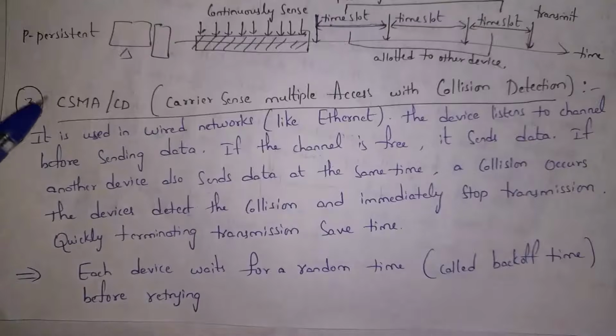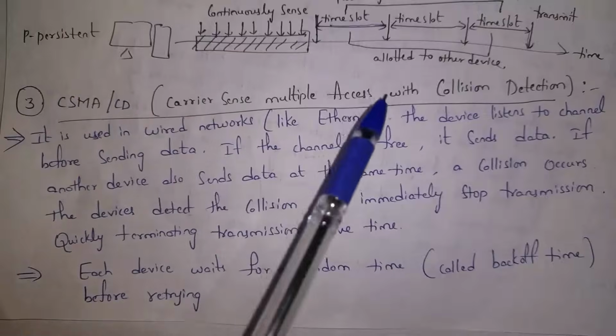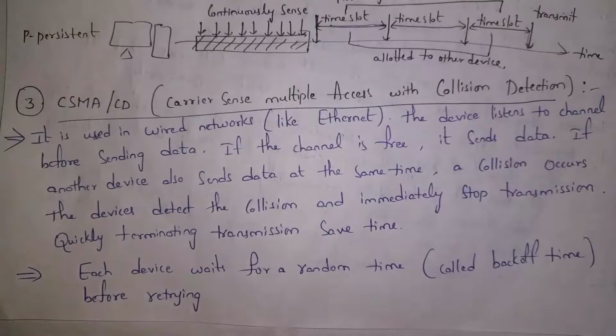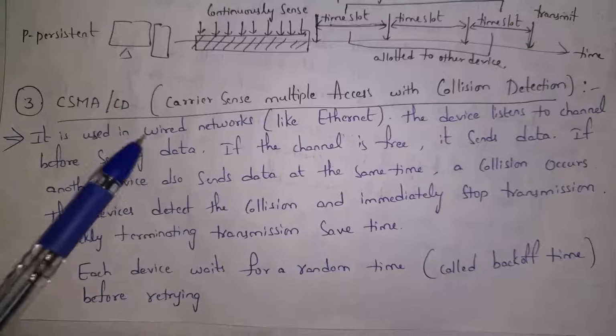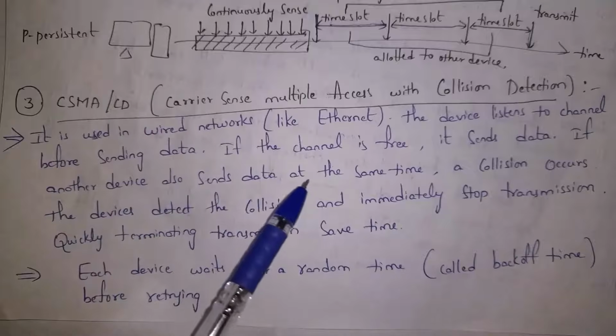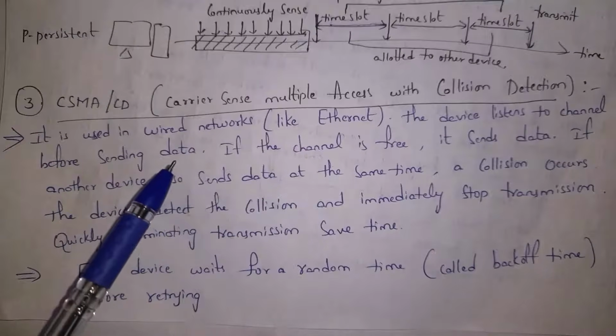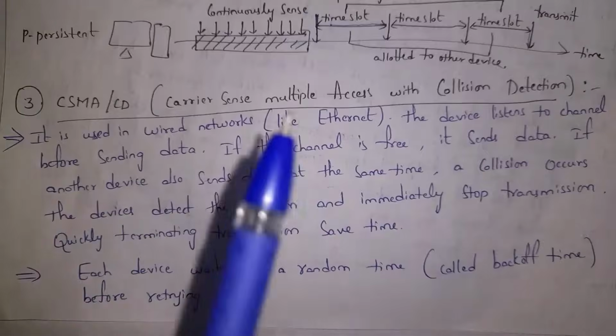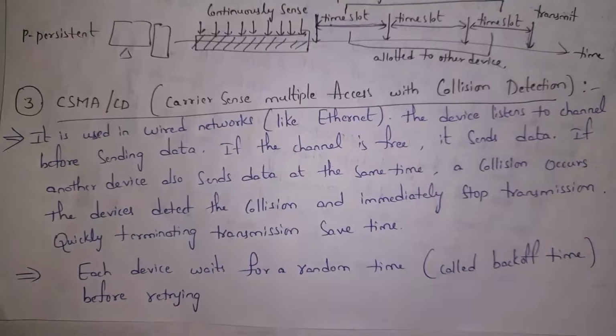Next I will explain what the CSMA/CD protocol is, where CSMA stands for carrier sense multiple access and CD stands for collision detection. Guys, we will use the CSMA/CD protocol in wired networks like Ethernet cables. In the CSMA/CD protocol, if any device wants to send data in the communication channel, at first the device will listen to the channel. Listening is nothing but the device will check whether the channel is free or not. If the channel is free, then the device will send data, and if the channel is busy, then the device will wait some time and again it will send data. And if multiple devices send data at the same time, then collision will occur.